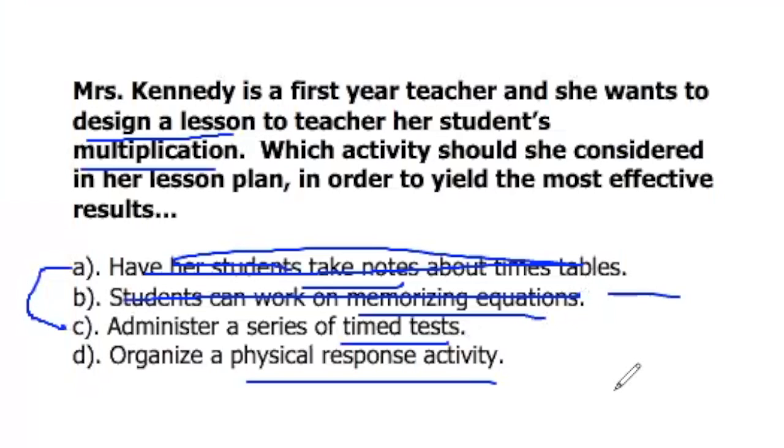We've got two choices here. Either we administer a series of time tests or organize a physical response activity, right? What do you think the answer is? Now, honestly, in my experience, when I sit there in front of teachers face-to-face or online, many people might have picked B, and some people might even shy away from D, only because they're not sure what physical response activity is. But remember my line of thought before I was explaining.